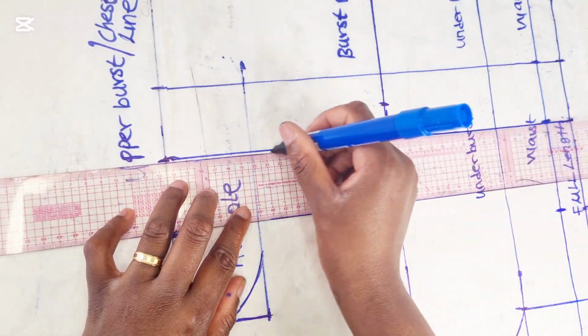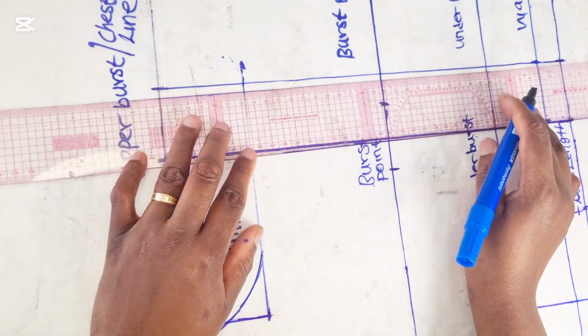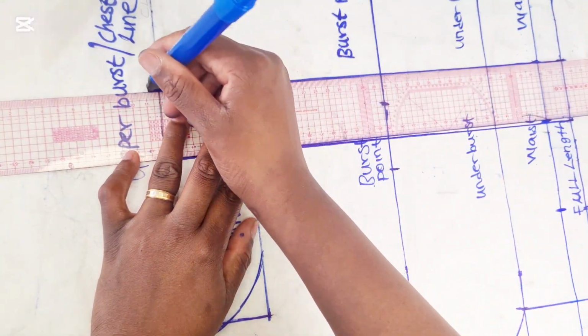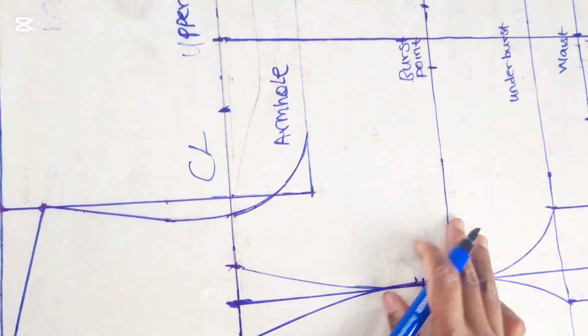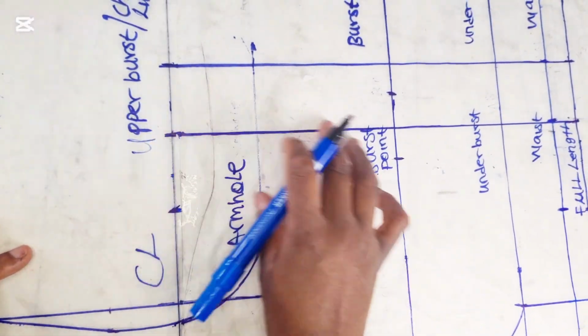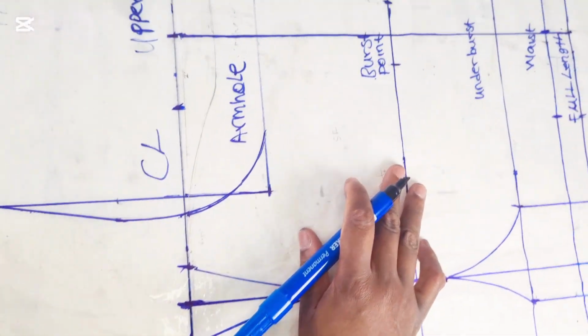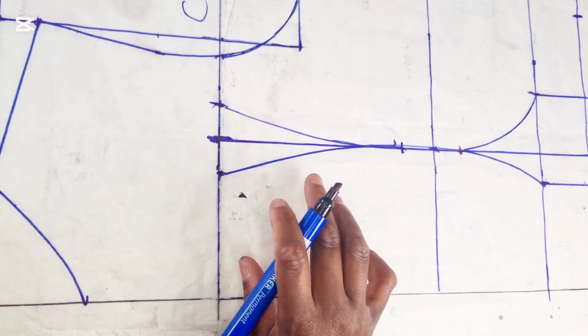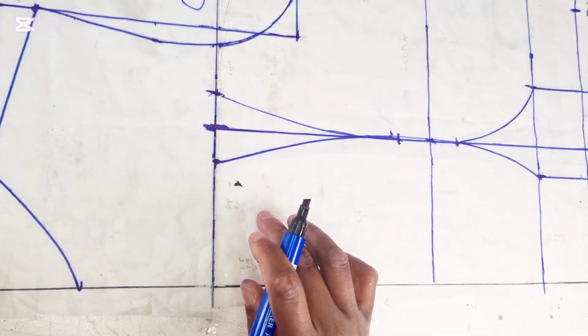Just neglect that bust, because even after drawing this line, if you put your tape measure on this bust point, you see that you still have 11.3. So that is it. That is for the upper chest, and that is for the circumferences.